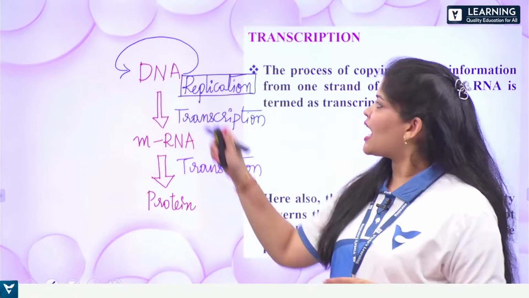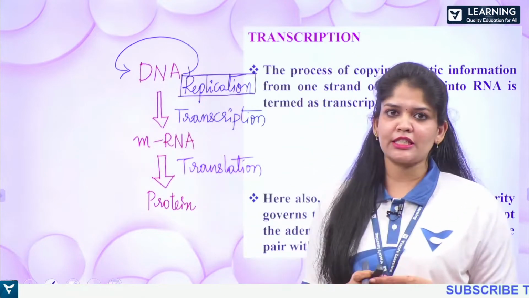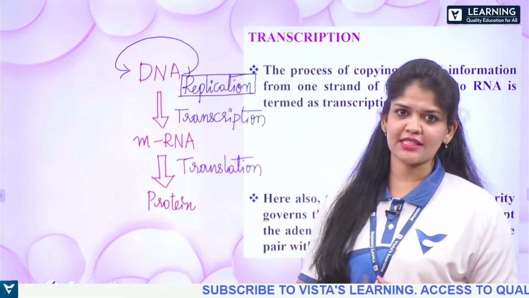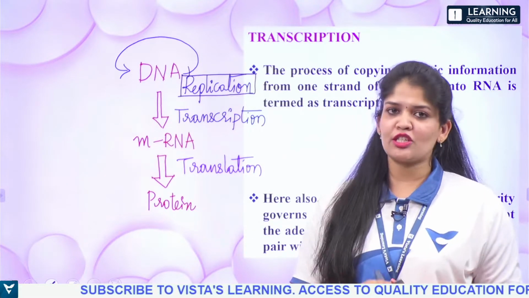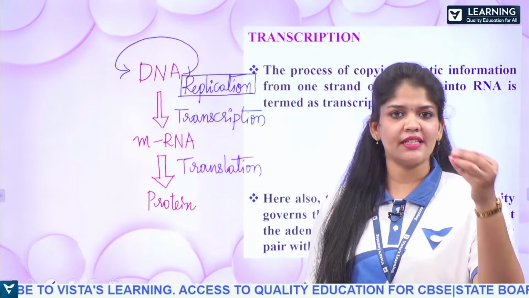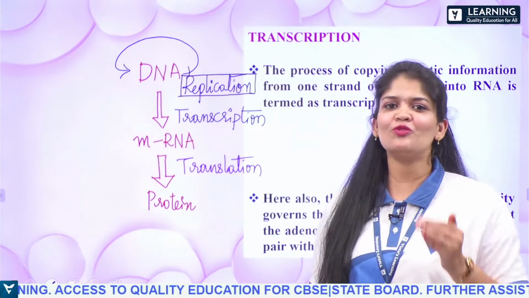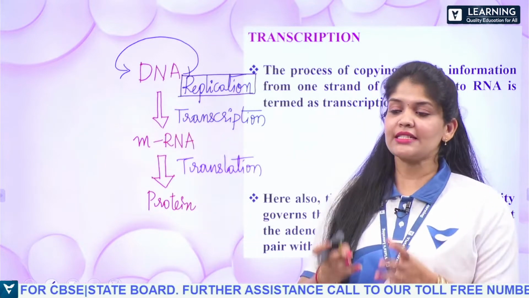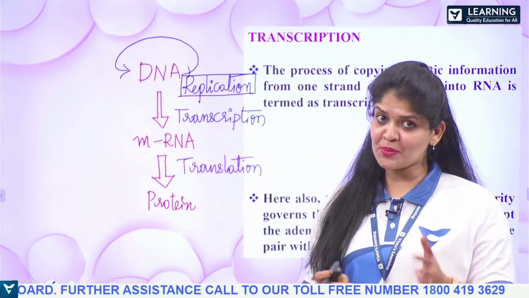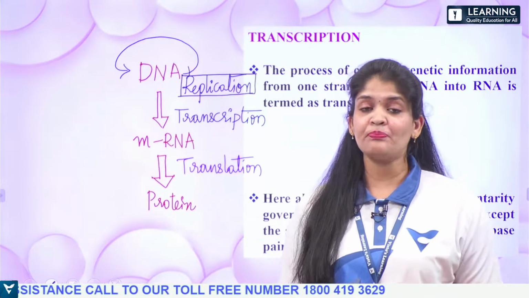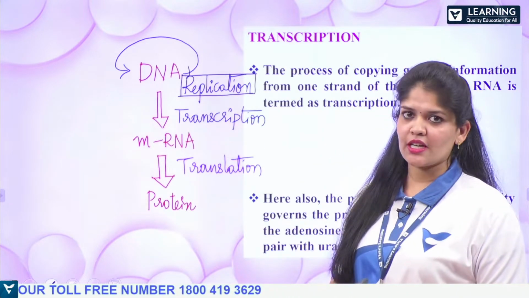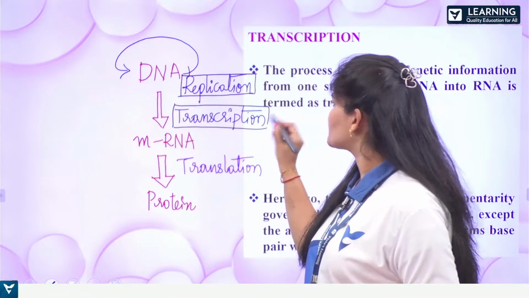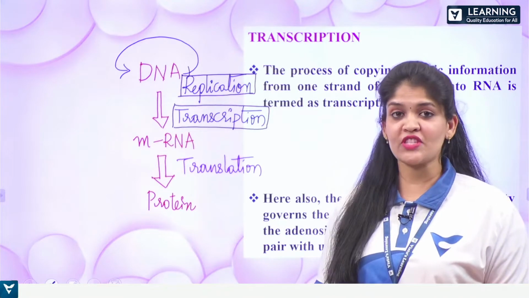So in the last class, how the DNA replicates to make its own copy, we discussed under the process called replication. Once the replication is done, the genetic information stored in the DNA is now going to be transcribed into RNA. And that copying of the genetic information present in the DNA into RNA, we call it transcription. This is the second process we see in the central dogma.